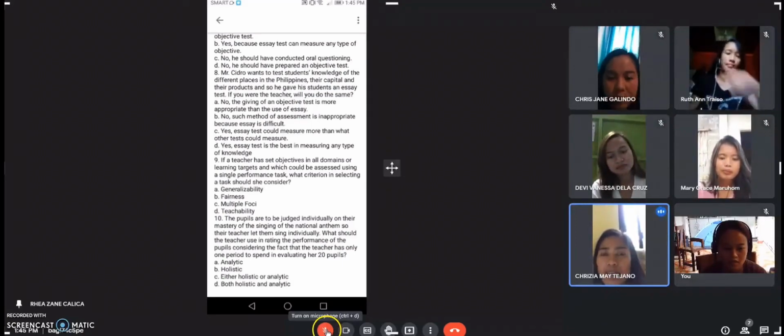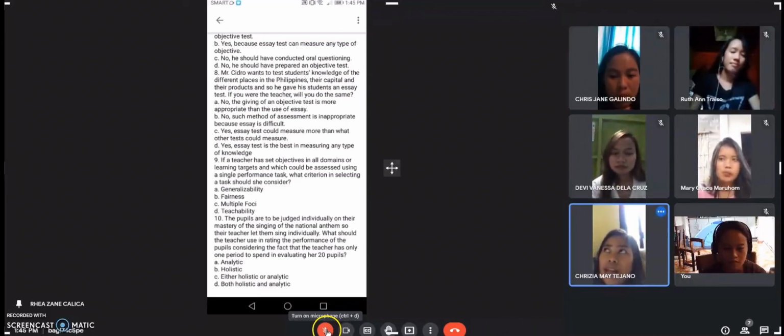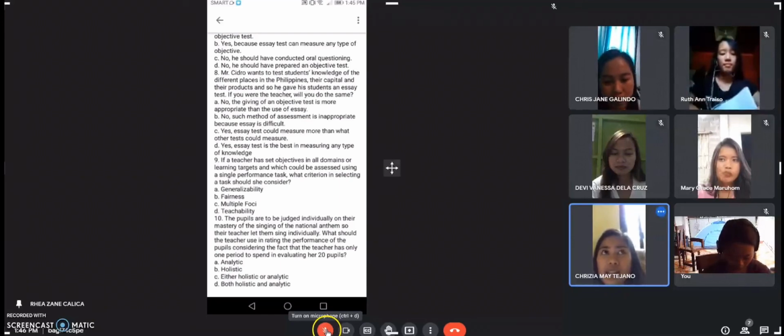So number 9, if a teacher has set objectives in all domains or learning targets, and which could be assessed using a single performance task, what criterion in selecting a task should she consider? A. Generalizability, B. Fairness, C. Multiple foci, D. Teachability.